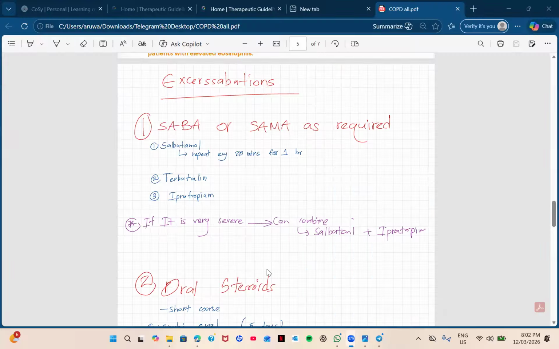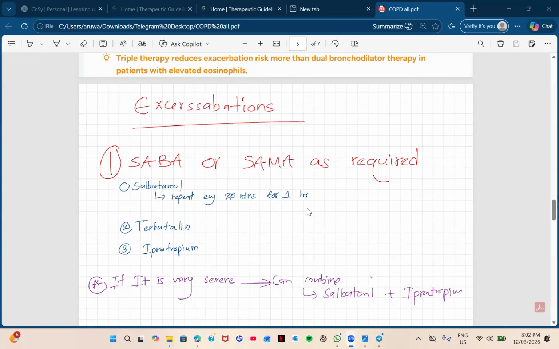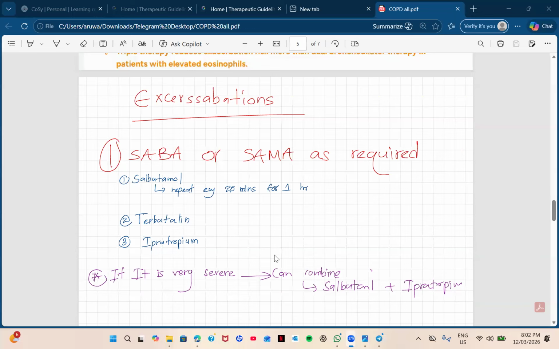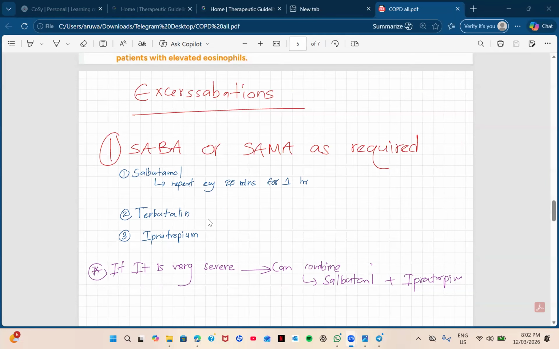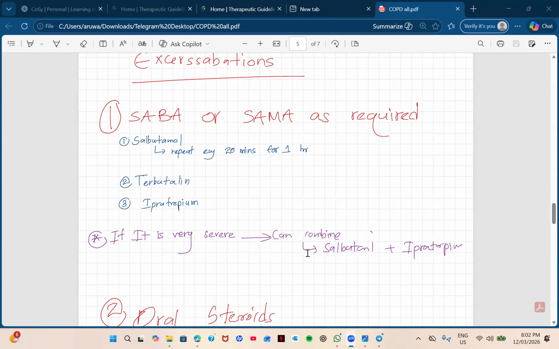Okay, here. Simply, you can remember SABA or SAMA as required: salbutamol, terbutaline, ipratropium. If it is very severe, you can combine salbutamol and ipratropium.